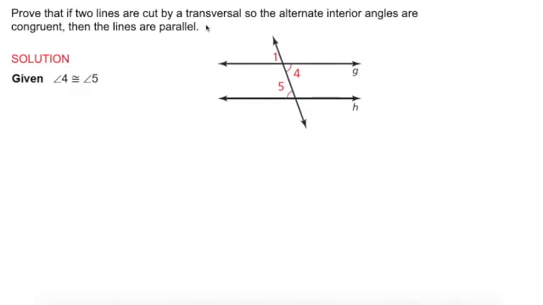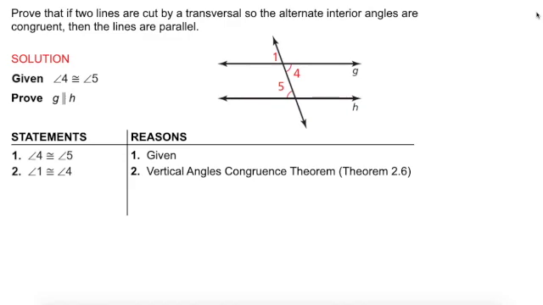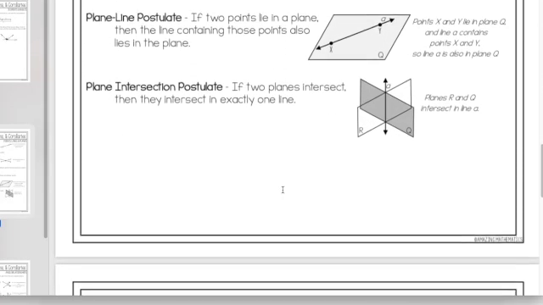Here we're asked to prove that these lines are parallel, okay? So we're given that the alternate interior angles 4 and 5 are congruent. We're asked to prove that the lines are parallel. The first thing we're going to do is record our given, like all of our proofs. Then the next move we're going to make is to explain that angle 1 is congruent to angle 4 using the vertical angles congruence theorem. In other words, because they're vertical angles, they are congruent.